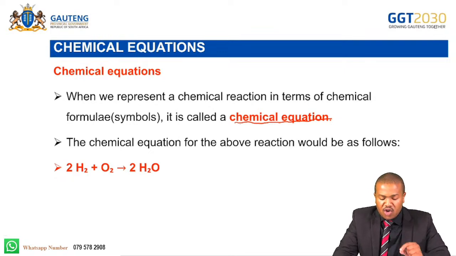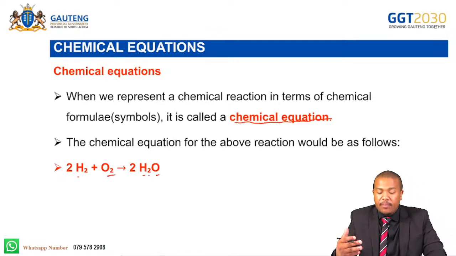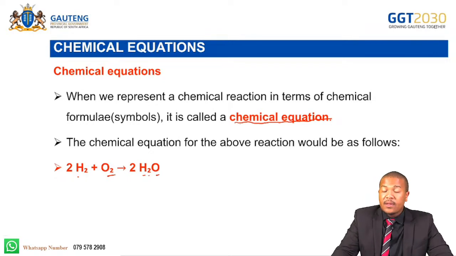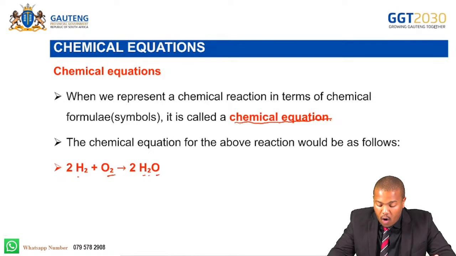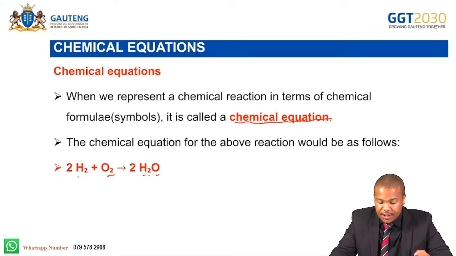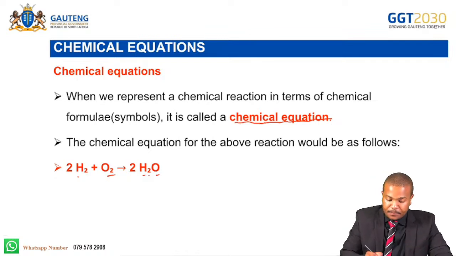Now, note this. It's only symbols that are used here. Hence, we say it is a chemical equation. We use the symbol H for hydrogen, and we use the symbol O for oxygen. Only symbols that we find on our periodic table, on our elements. Only them can be used in a chemical equation.